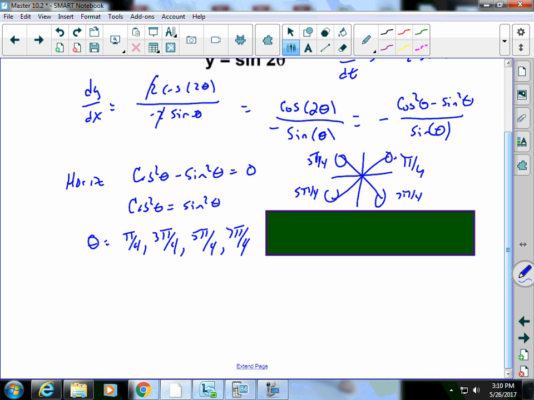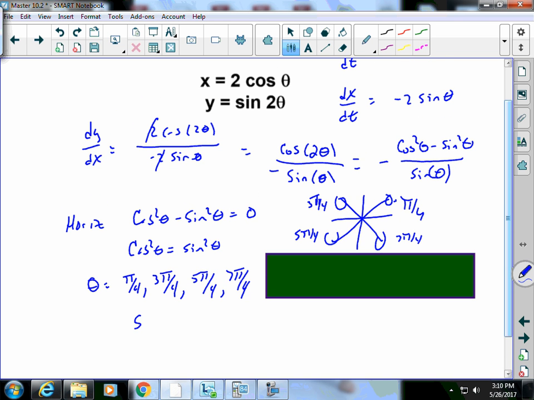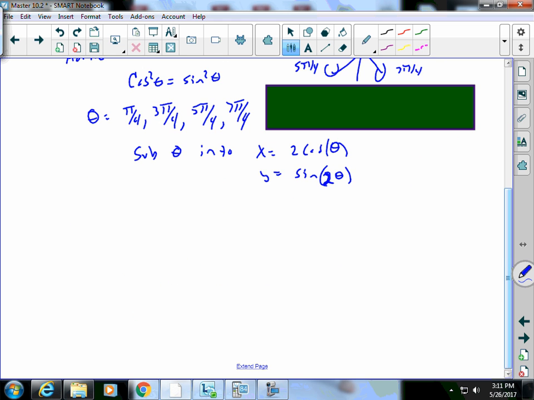And now that I know that, I can go put that back into the original. So I'm going to sub theta into x equals 2 cosine theta, y equals sine 2 theta. And that would tell me the points. Again, I'm not concerned about the points. You would want to do this, and I'm going to show you the answer in a minute.